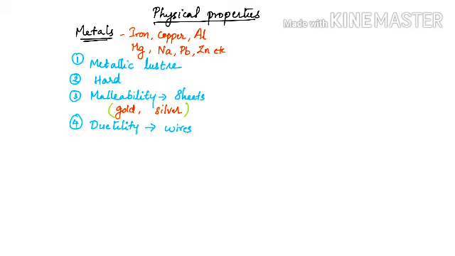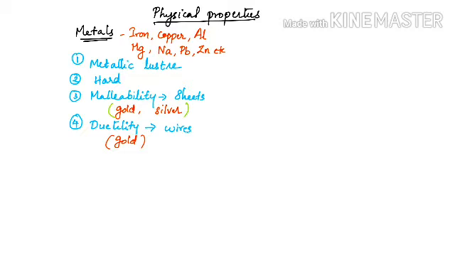Which is the most ductile metal? Gold. Gold is the most ductile metal. Gold can be drawn into very thin wires. It is said that even 1 gram of gold can be drawn into thin wires of at least 2 kilometers in length. So gold is the most ductile metal, and that is why we can make metals into different shapes.